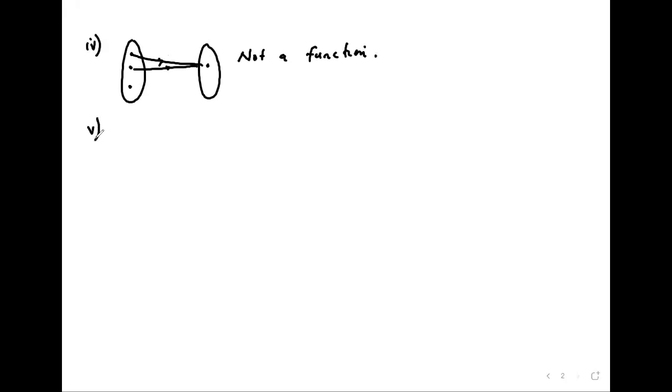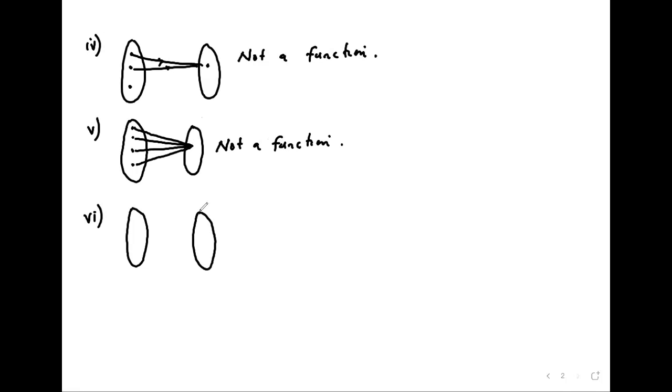And the fifth one, we have 1, 2, 3, 4, all of them going to nowhere. Is it a function? No, it's not a function. Because how can they go to nowhere?